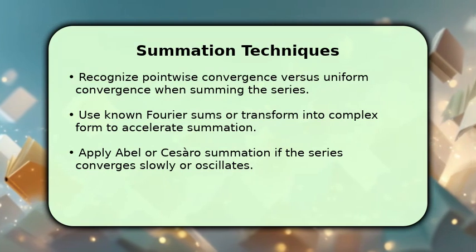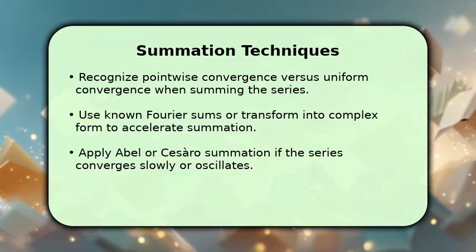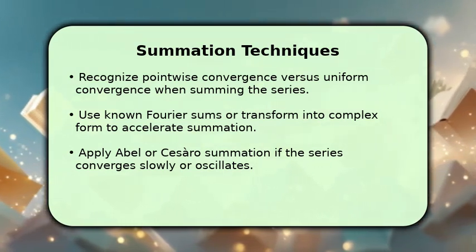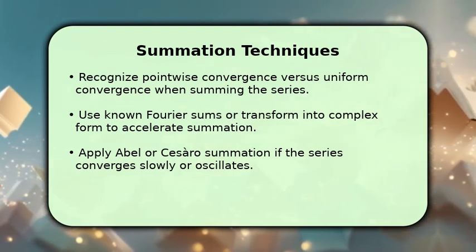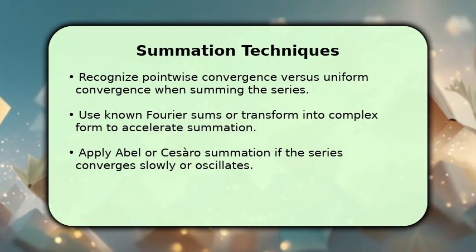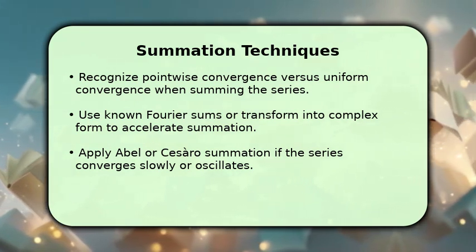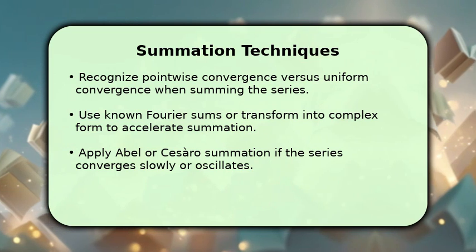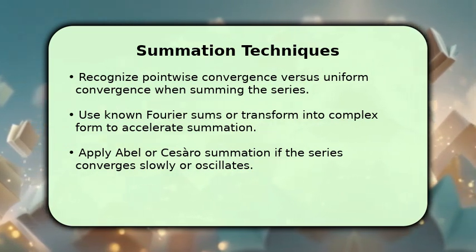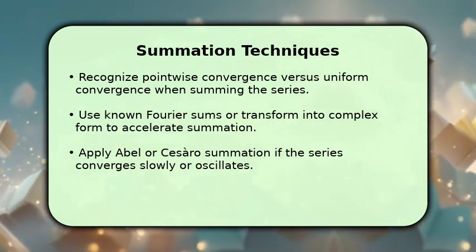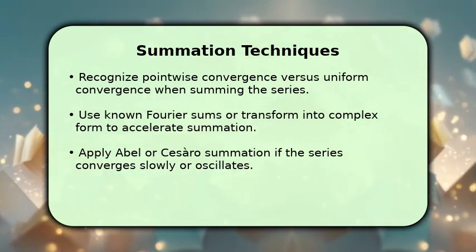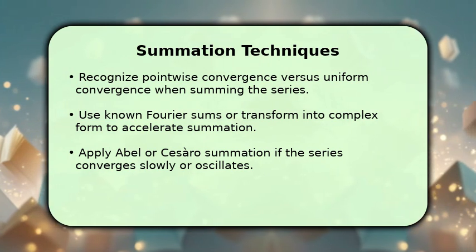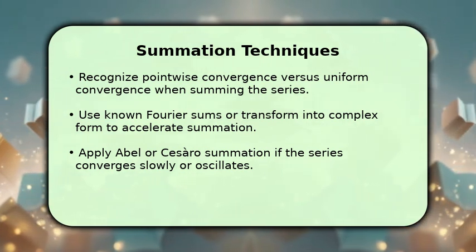After finding coefficients, analyze how to sum the series efficiently by using known Fourier sums or converting to complex form for compact expressions. For slow convergence, apply summation methods like Abel or Cesaro to tame oscillations. Evaluate the series at specific x values and compare partial sums graphically to confirm convergence. Always interpret results physically or functionally and verify values at discontinuities using average limits.